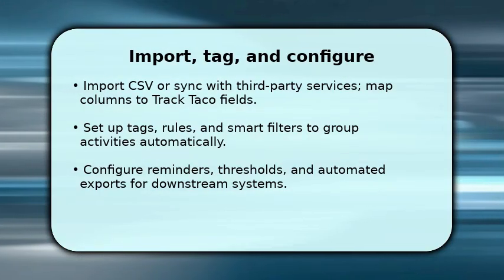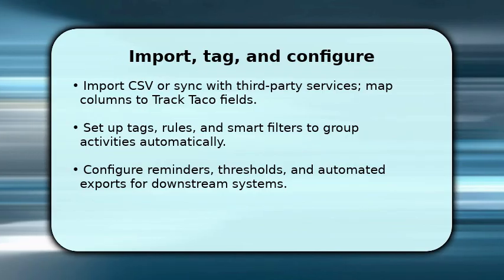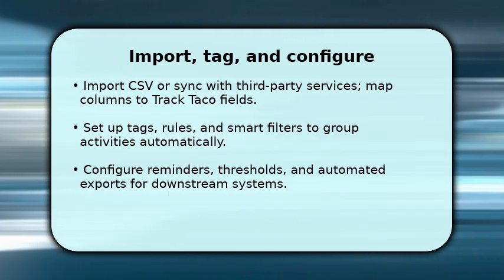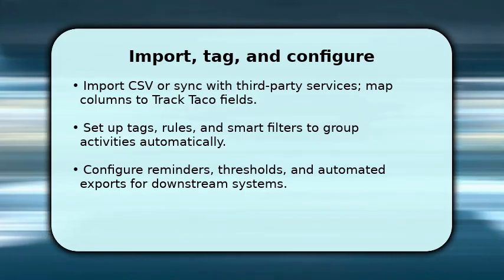Once data flows in, focus on mapping and automation so you don't micromanage. Import CSVs or link external services, then map columns to Track Taco fields. This prevents mismatched entries. Next, create tags and smart filters that auto-classify items based on rules like keywords or value ranges. Configure reminders and thresholds to trigger alerts or actions, and enable automated exports if you need data elsewhere. These middle steps save time long-term and make your tracking consistent and actionable.